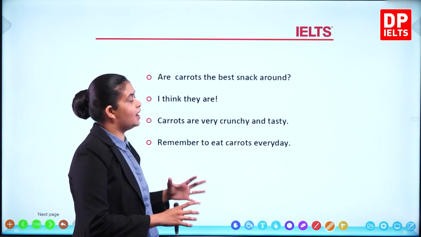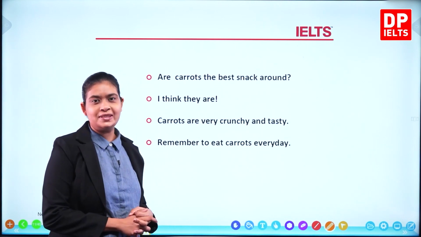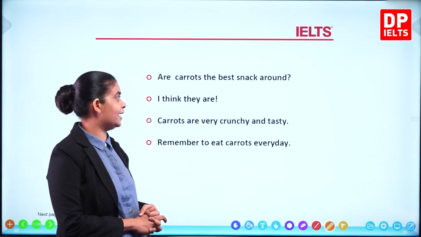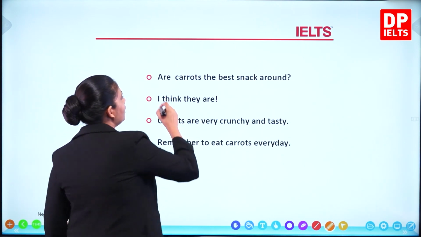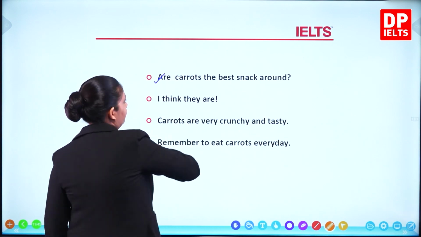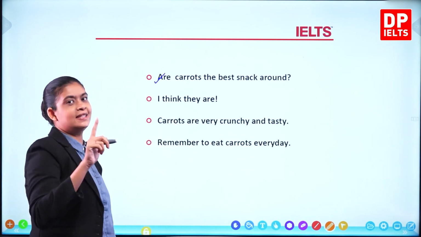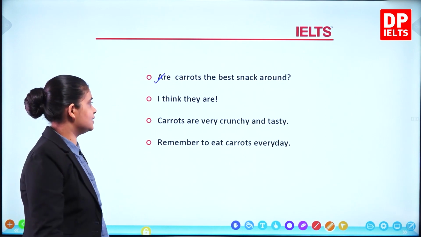Now again my 4 little notes Tashi gave. Okay, now we have done Are the carrots the best snack around the world? That is an interrogative sentence.